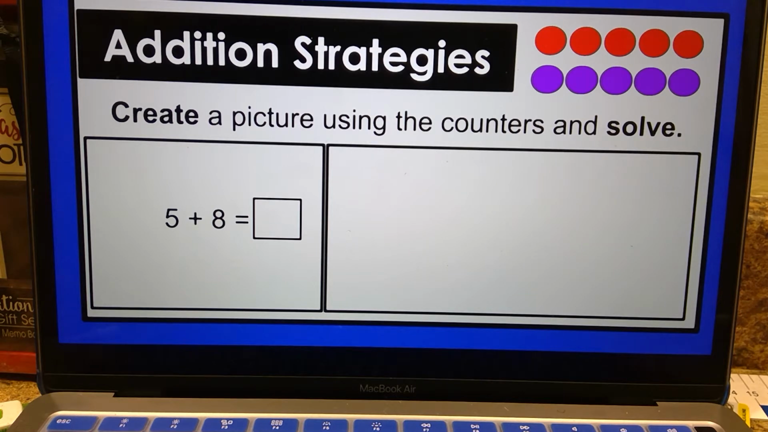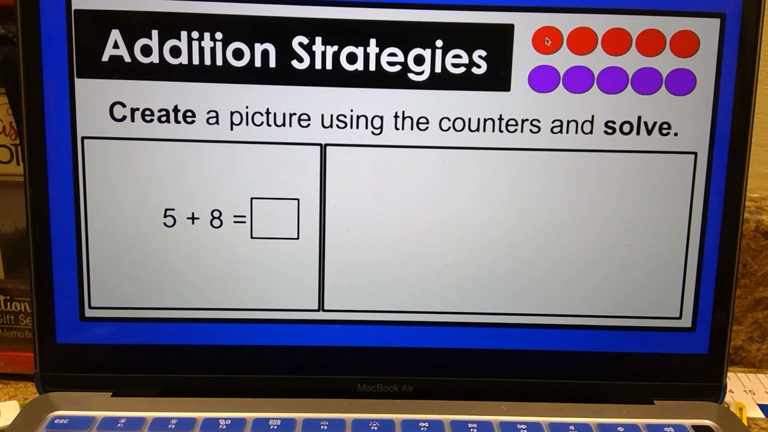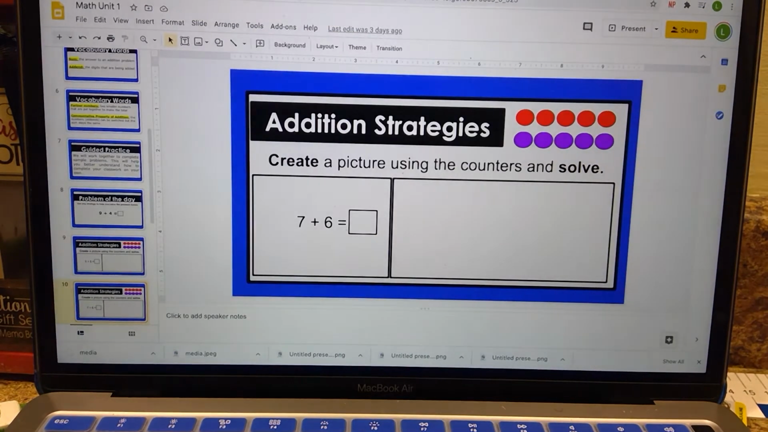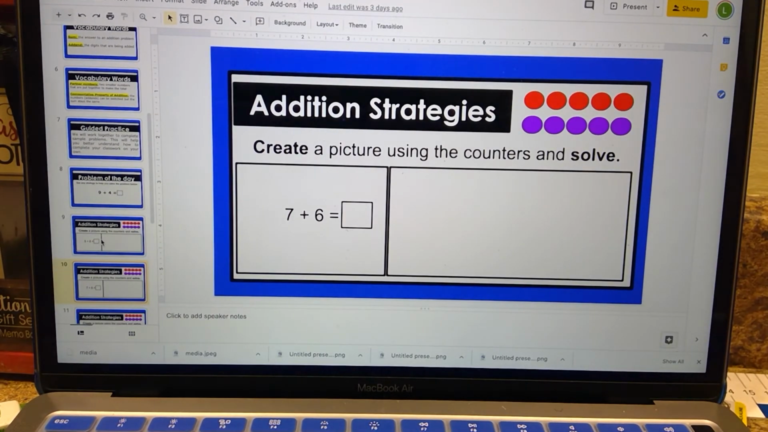So the first one says, create a picture using the counters. So what I'm going to do, I'm going to use my counters. If I click on them, I have two different colors. I have red and purple. I want to show what 5 plus 8 is. So what I'm going to do is come over here. Okay, I'm going to come over and I'm going to show how to add 5 plus 8.